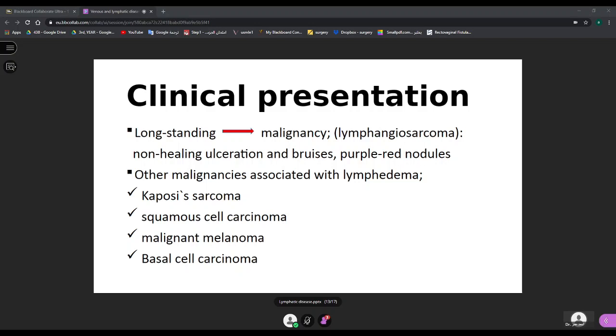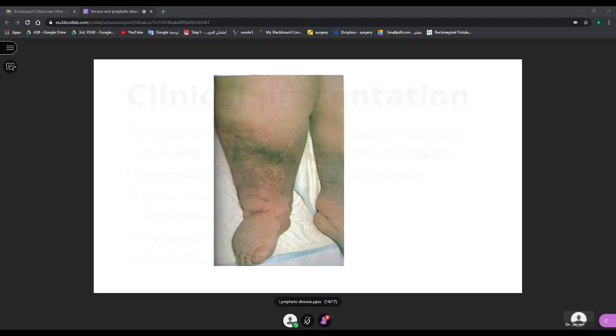Usually it doesn't start with cancer. It starts with lymphedema, and then secondary to the dermal and subdermal fibrosis and other changes that happen during the disease, the patient can develop cancer secondary to the lymphedema, not vice versa.